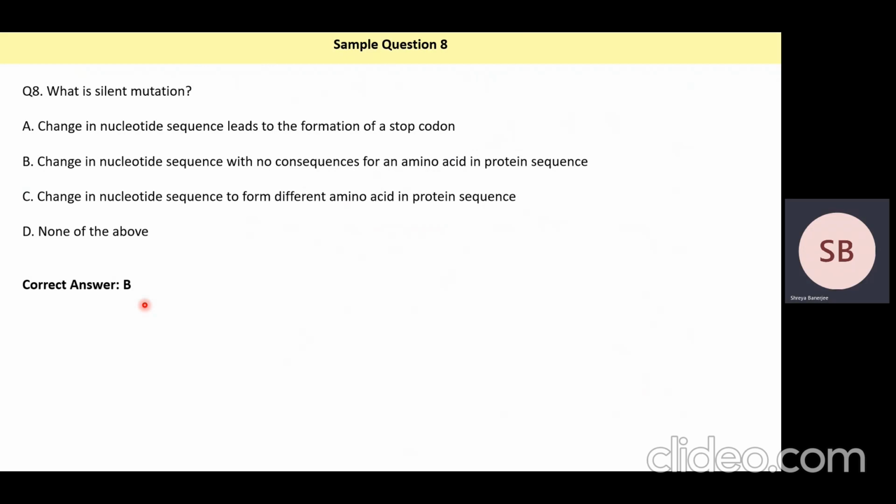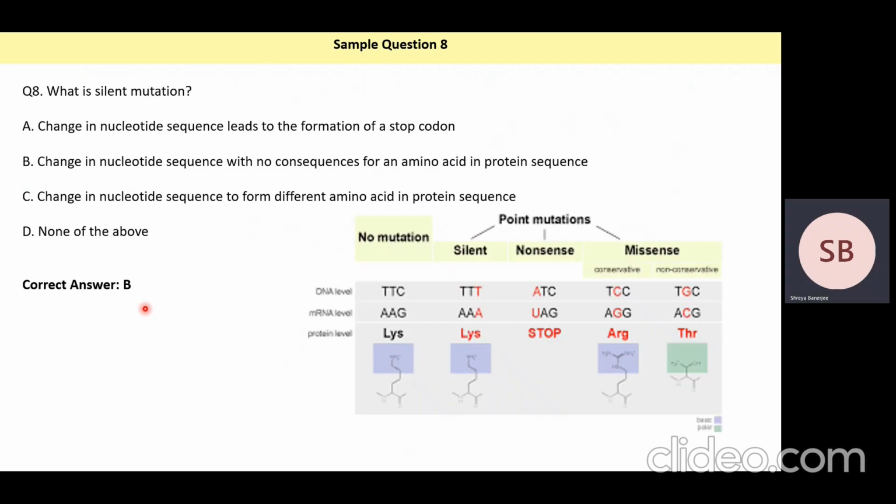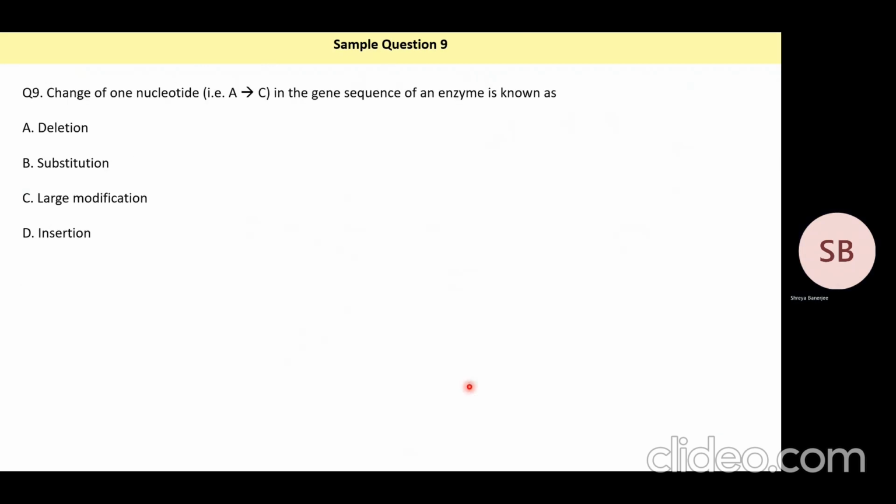So the correct answer is B. That is, a silent mutation is when the change in nucleotide sequence has no consequence for an amino acid in the protein sequence. For example, if the initial sequence was TTC, which coded for lysine, and the mutated is TTT, where C is converted to T, and it still codes for lysine, then it is called a silent mutation, because the change in the nucleotide sequence has no consequence on the amino acid sequence.